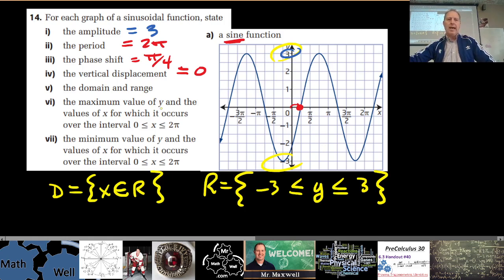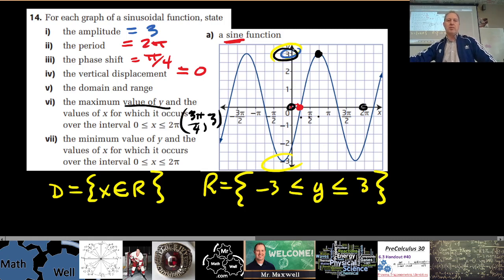Maximum value of y and the values of x for which it occurs over the interval 0 to 2 pi. So between 0 and 2 pi, the maximum value of y is 3. And what's the x value at which this occurs? 1 pi over 4, 2 pi over 4, 3 pi over 4. You bet. So x is 3 pi over 4, and y is 3. You can write it as a point there if you want. It's a bit of a funny question.